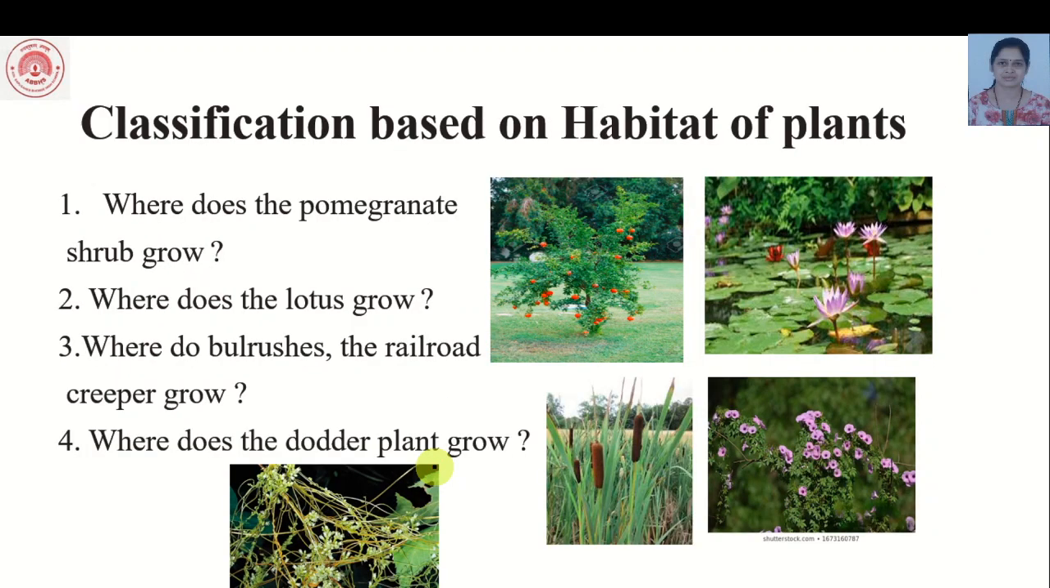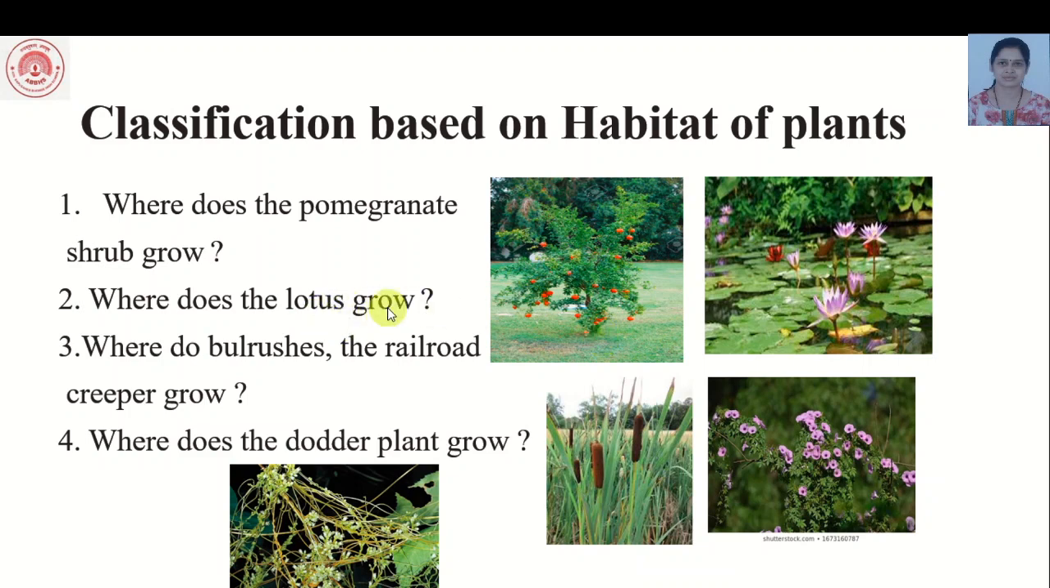Next classification is based on habitat of plants. Habitat of plants means they live in different areas. Next, observe this picture and answer the following question. Where does the pomegranate shrub grow? This is pomegranate shrub. So, this pomegranate shrub grows on the ground.